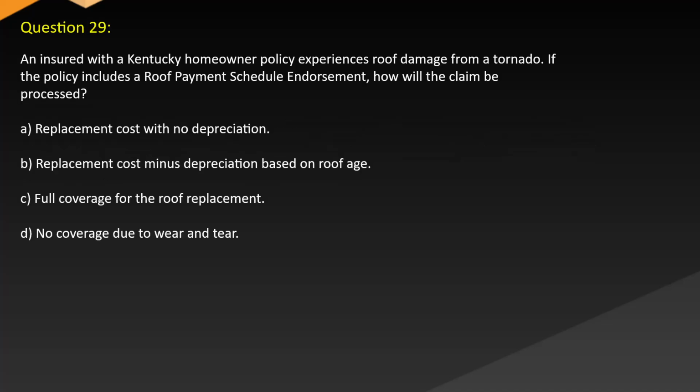Question 29. An insured with a Kentucky homeowner policy experiences roof damage from a tornado. If the policy includes a roof payment schedule endorsement, how will the claim be processed? A. Replacement cost with no depreciation. B. Replacement cost minus depreciation based on roof age. C. Full coverage for the roof replacement. D. No coverage due to wear and tear.